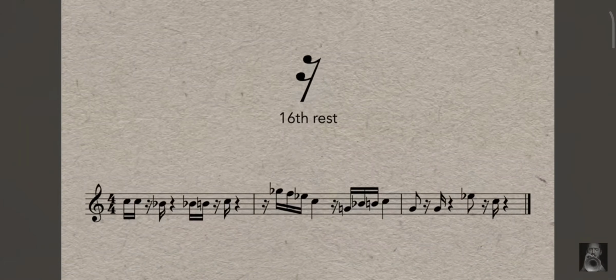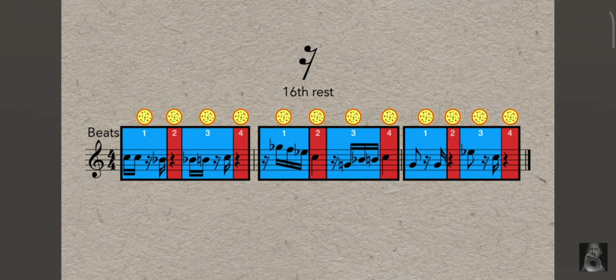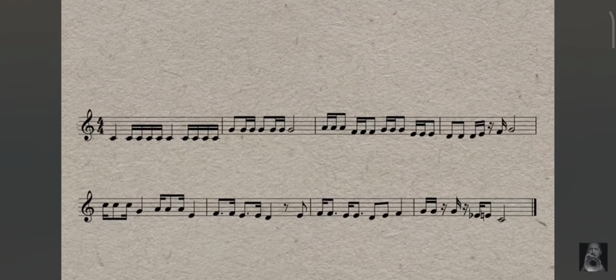16th rests look like this, and they can make for some pretty tricky rhythms. But if you can group the notes into whole beats, almost like grouping the pizza slices into whole pies, it should help you work out the counting and figure out how to perform the rhythm. 16ths can be mixed and matched in all kinds of ways with other rhythms. Here's an example of the possibilities.